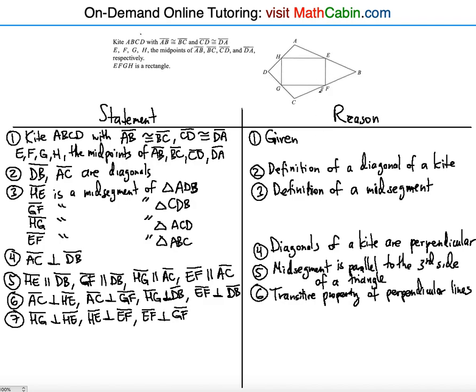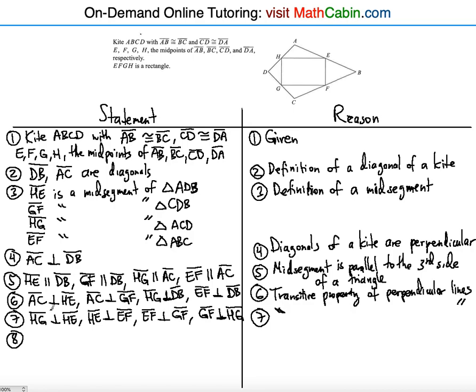Just what we wanted. And now the last part is GF perpendicular to HG. So let's see. GF here is perpendicular to AC, but AC is also parallel to HG. So that means GF is perpendicular to HG using the transitive property. Right? Checking that again. GF perpendicular to HG. Beautiful. So the reason for this is the same as in line 6, the transitive property of perpendicular lines. So now we're getting closer and closer.